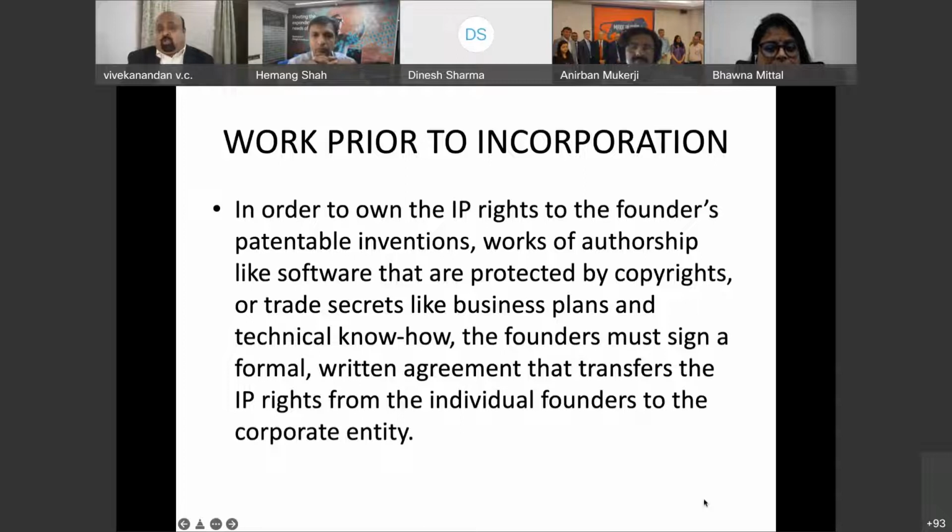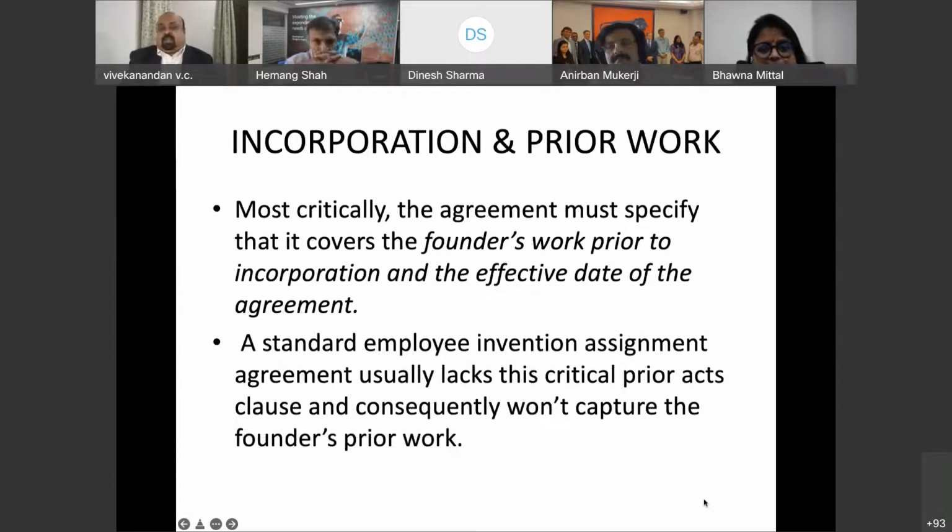So in order to secure the IP rights, whether it is a patentable invention, authorship like software, business plans or technical know-how, the founders should have a formal written agreement that transfers the IP rights from the individual founders to a corporate entity. That's very, very simple. The philosophy behind it is: the more you manage law, the less you litigate. The less you manage law, the more you will end up in litigation among the founders themselves. More critically, the founders' work prior to incorporation falls under the effective date of the agreement.